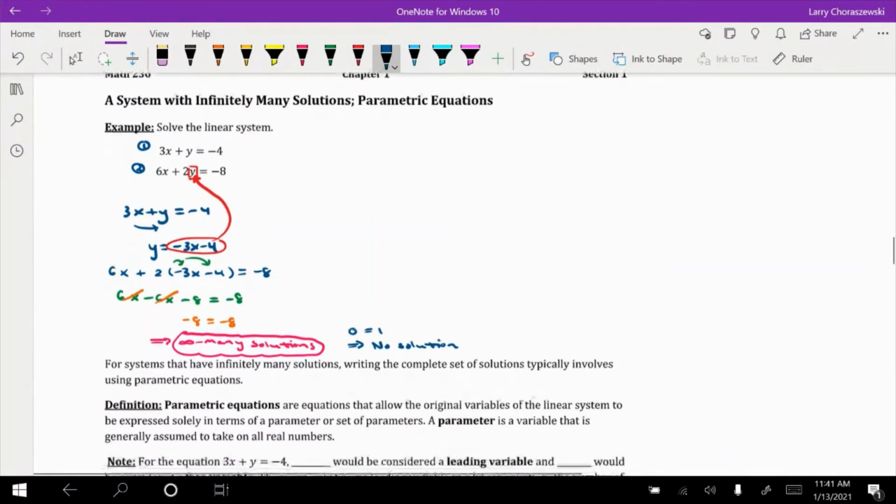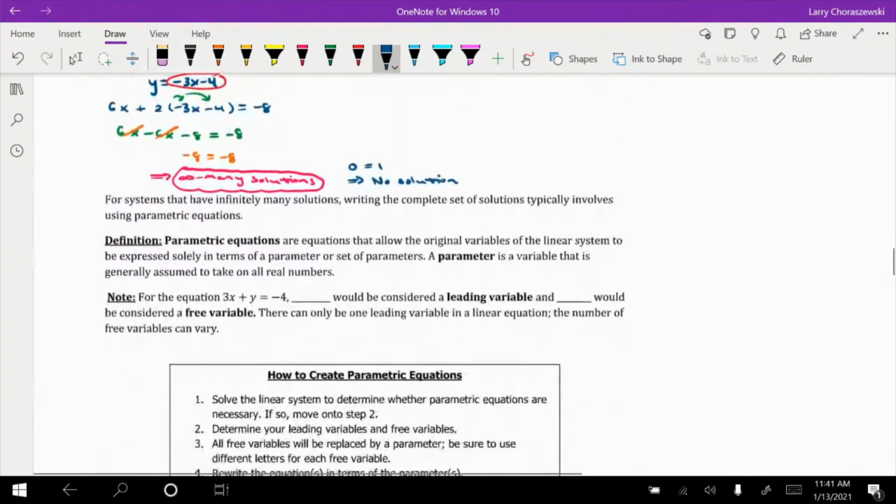All right. Now, parametric equations give us a way of expressing the solution to a system in a more concrete way. It allows us to write what's called a general solution to the linear system, and in a roundabout way, we are able to use that general solution to figure out some specific examples of solutions to the system. Now, one way of explaining what parametric equations are as well is that they're equations that allow the original variables of the linear system to be expressed solely in terms of what's called a parameter.